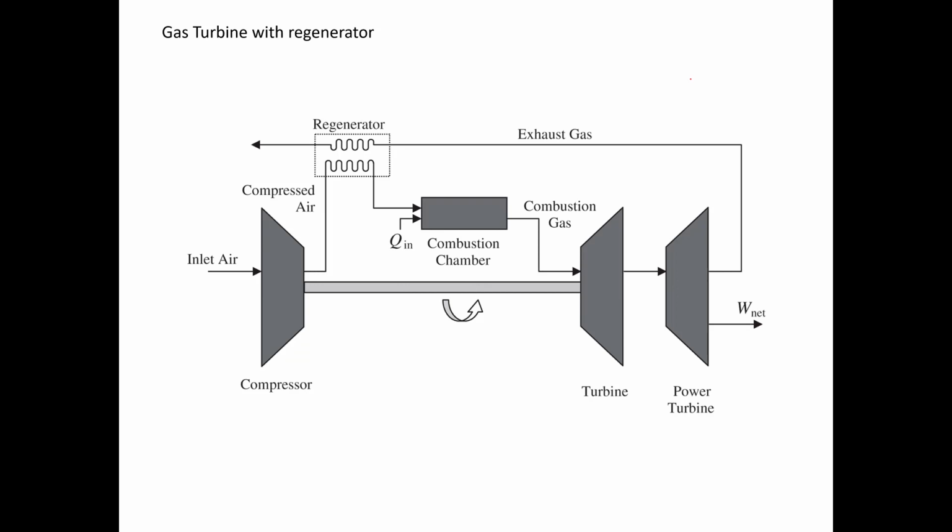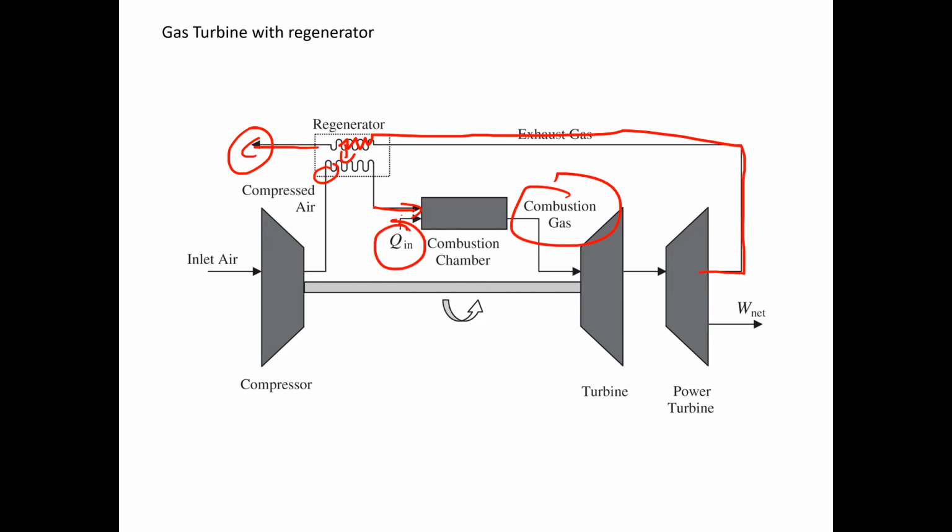With the regenerator, I would have the air coming out of the turbine, the exhaust gas, exchange heat to preheat the air coming out of the compressor. Then I would reject the turbine air, and after the heat is exchanged to the compressed air, the compressed air would go into the combustion chamber, reducing my QN.